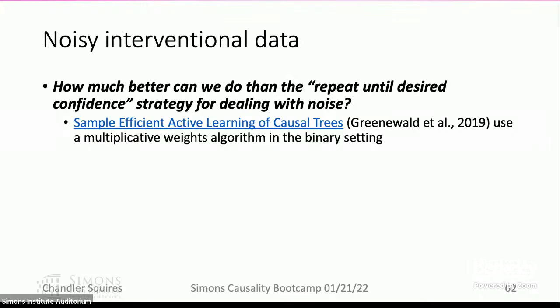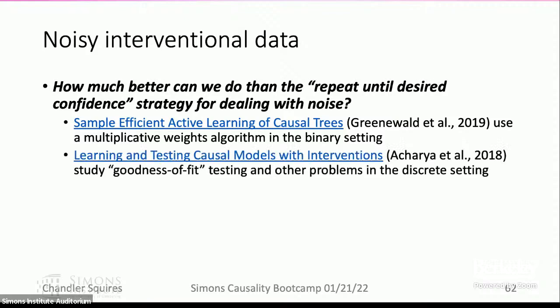There are at least two papers I know of exploring this topic. One is, again, in this causal tree setting, where they consider binary random variables and use a multiplicative weights algorithm. I don't know a lot about this, but I figured some people do. I would point to the fact that they're using a typical methodology many people use in sequential decision making, applying it to this problem, and showing some benefit.